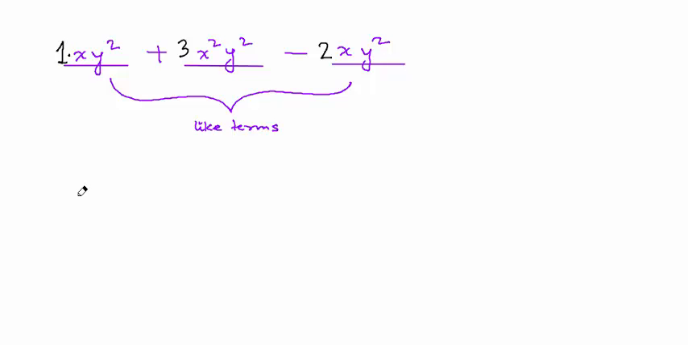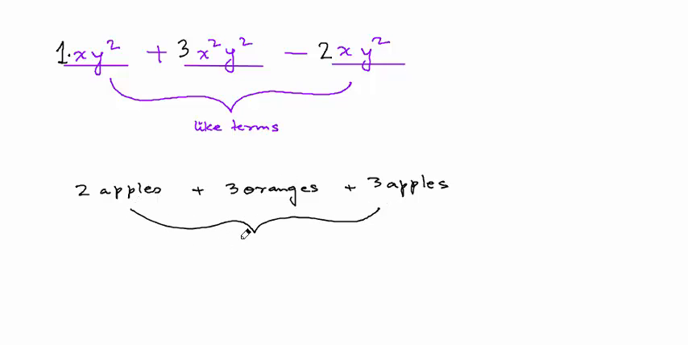Now consider this. Let's say you have a basket of fruits in which there are 2 apples and 3 oranges and let's say another 3 apples. If I were to ask you to combine them or add them up, what would you do? You cannot add the 2 apples with the 3 oranges. You could say, okay, I would add the 2 apples with the 3 apples, so I have 5 apples. So you add apples to apples, and then you have 3 oranges.